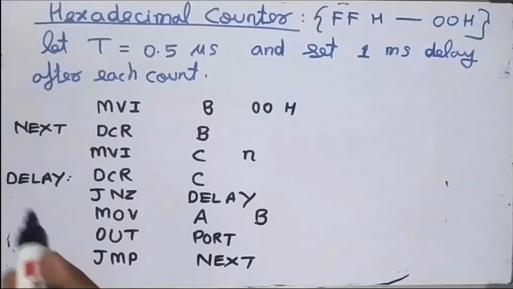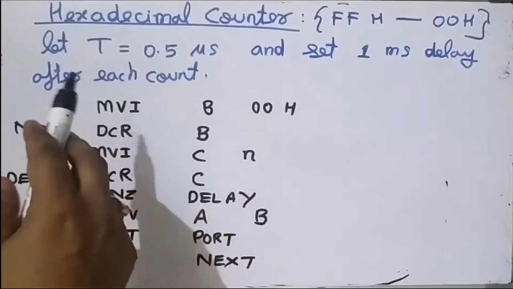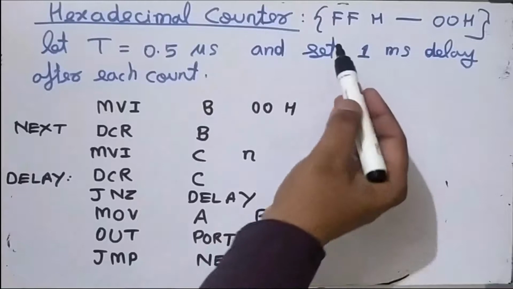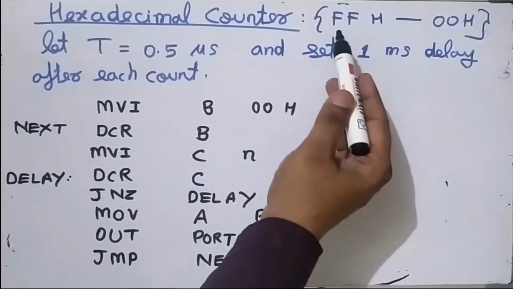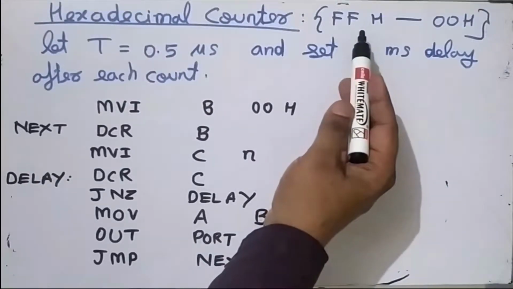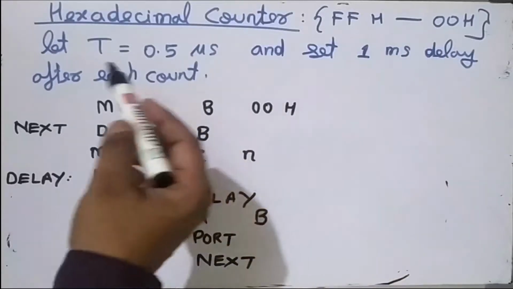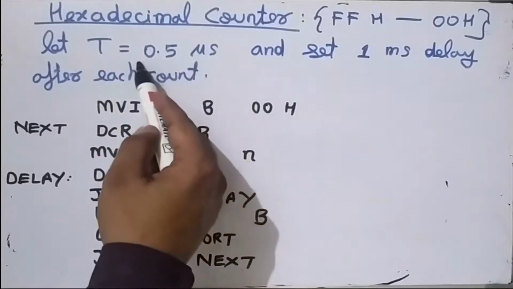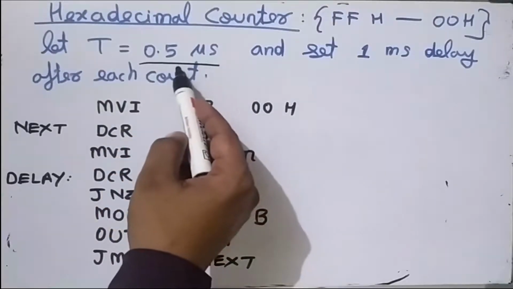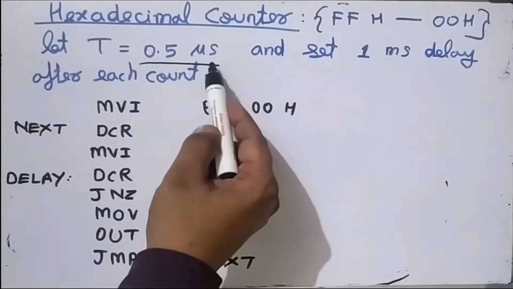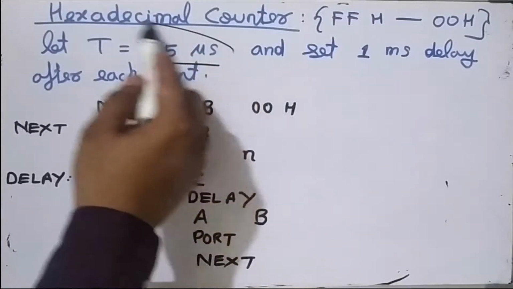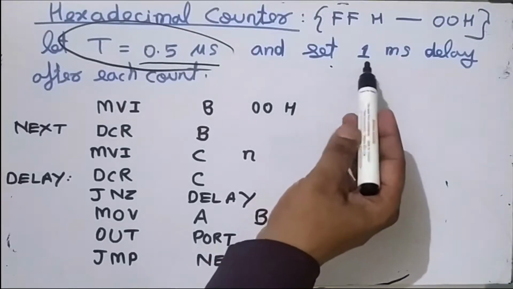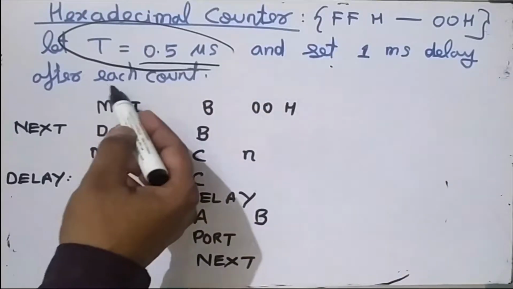Now we have to write a hexadecimal counter program. It is a down counter example. We have to display FFH and continue down to 00H. It is given that the time period of 8085 is 0.5 microsecond, and if it is not given, then 100% its frequency will be given, and then after that we can calculate T. And we have to set a 1 millisecond delay after each count.